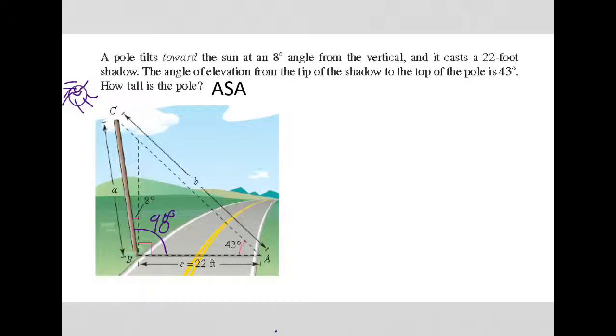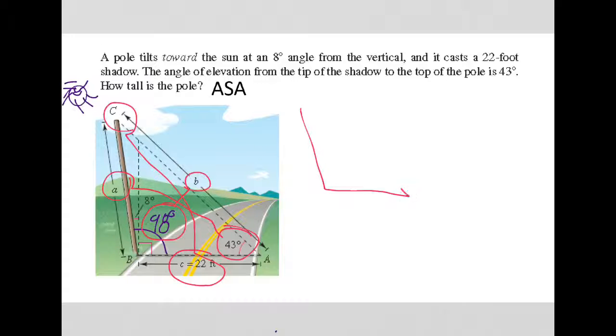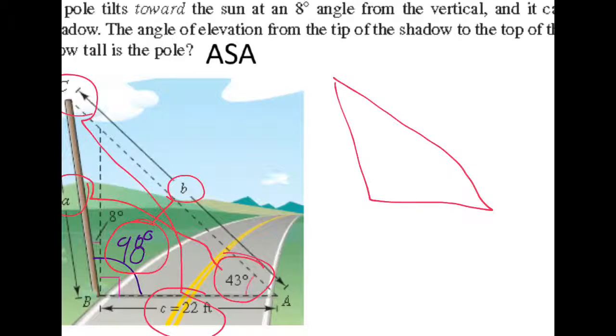So let's think about what proportion we could set up. Well, remember what we're doing. We're looking for opposites. So do we know the side opposite of B? No, we don't. Do we know the side opposite of that 43-degree angle? No, we don't. Do we know the angle opposite of that 22-foot side? No, we don't, but we could find it. So think about this super messy triangle that we have. We have this situation going on. We know that's 98, we know that's 43, we know that's 22, and we want A.